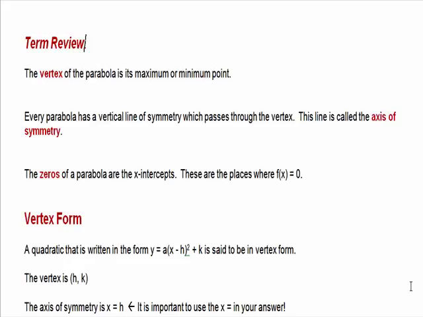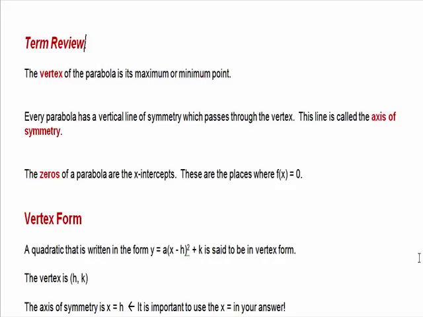Let's begin section 3.2 with a little review of terminology. Recall we said the vertex of the parabola is its maximum or minimum point. Every parabola has a vertical line of symmetry which passes through the vertex. Recall we said this line is called the axis of symmetry. And lastly, the zeros of a parabola are the x-intercepts. These are the places where the function equals 0.